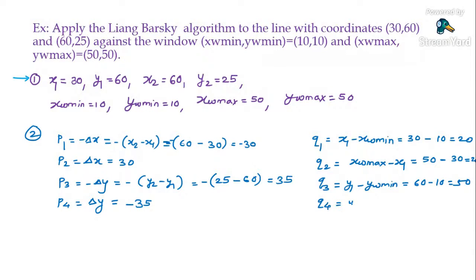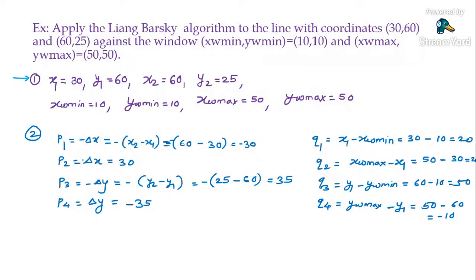And q4, yw max minus y1. So yw max is 50 minus y1 is 60. So the answer is minus 10. So we got all those values, p values and q values.